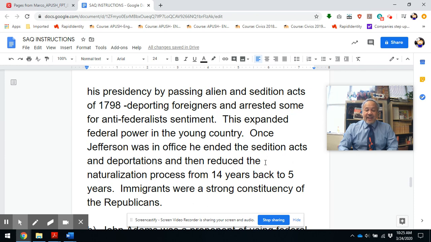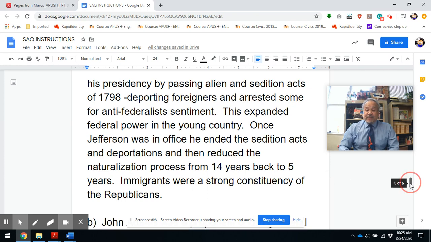He ended the Sedition Acts and deportations and then reduced the naturalization process for citizenship from 14 years to 5 years. Immigrants were a strong constituency of the Republicans. And you said, Mr. Price, the graders will be confused if you just say the Republicans. They're smart. They're all history teachers. They know you're talking about the Democratic Republicans, the DRs at this time. All right. Matter of fact, they'll probably give you bravo for knowing the difference between those.